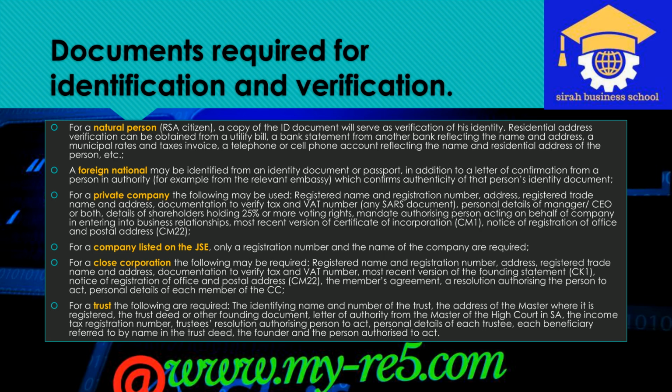A foreign national may be identified from an identity document or passport, in addition to a letter of confirmation from a person in authority, for example from the relevant embassy, which confirms authenticity of that person's identity document.